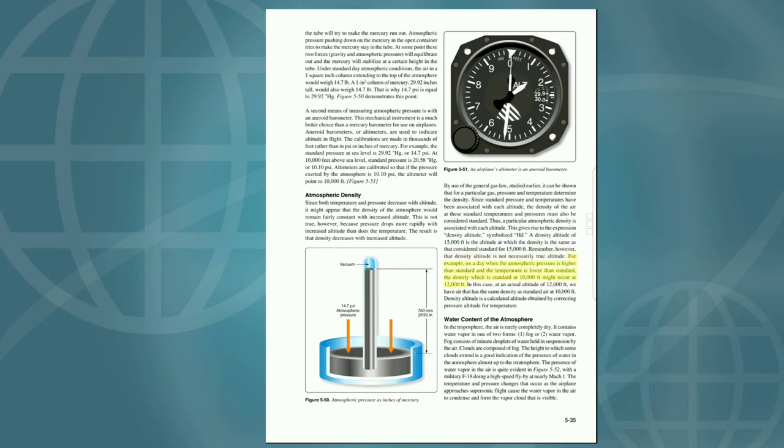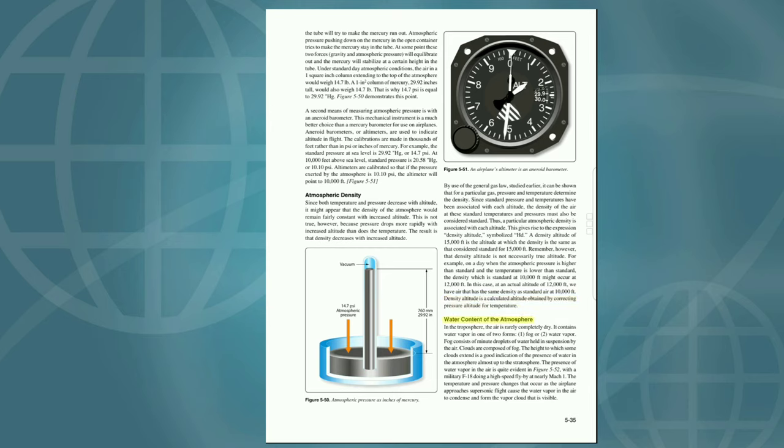For example, on a day when the atmospheric pressure is higher than standard and the temperature is lower than standard, the density which is standard at 10,000 feet might occur at 12,000 feet. In this case, at an actual altitude of 12,000 feet, we have air that has the same density as standard air at 10,000 feet. Density altitude is a calculated altitude obtained by correcting pressure altitude for temperature.